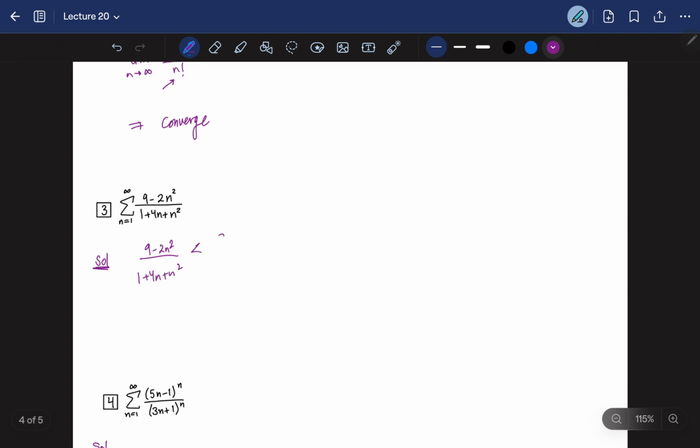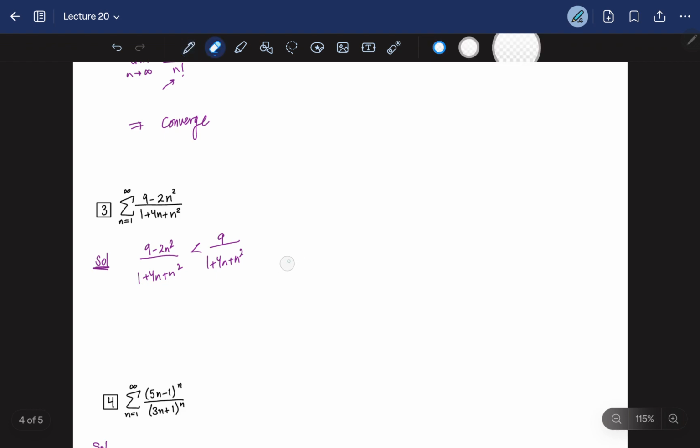So here, if I make it bigger, I can do this. But the problem is I can't get rid of the 1 plus 4n, because I don't know if it's going to be positive or negative. So I don't know if it's going to make my fraction bigger or smaller if I remove it. So I can't do that and get, oh, this is less than 9 over n squared, which converges, and then by the comparison test converges. So this does not work.